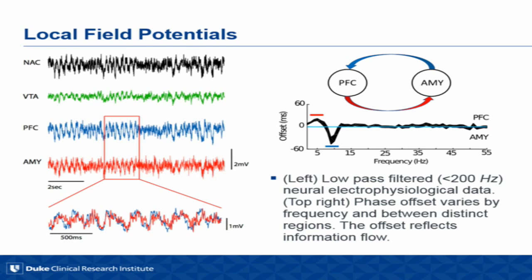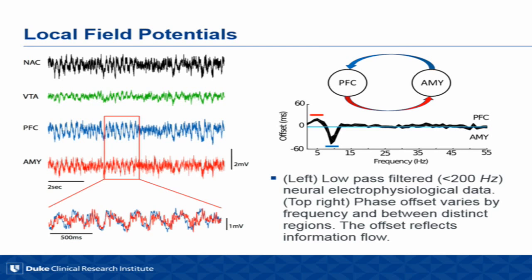Now, we actually find the opposite trend in about this 10 hertz band here. So in the blue, you can see that we have information going from the amygdala to the prefrontal cortex. So what this means is that we've actually found a nice feedback loop where we have information going from the prefrontal cortex to the amygdala and then back in 2 different frequency bands.